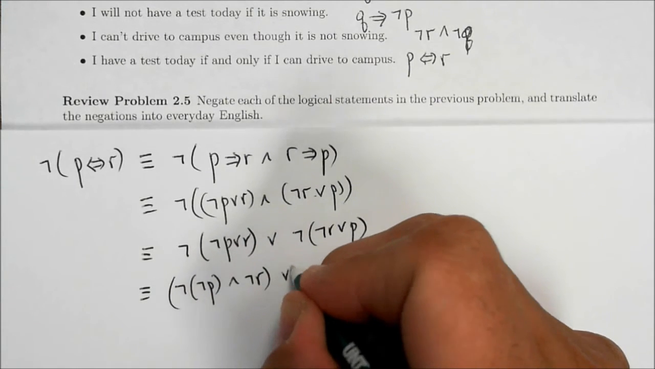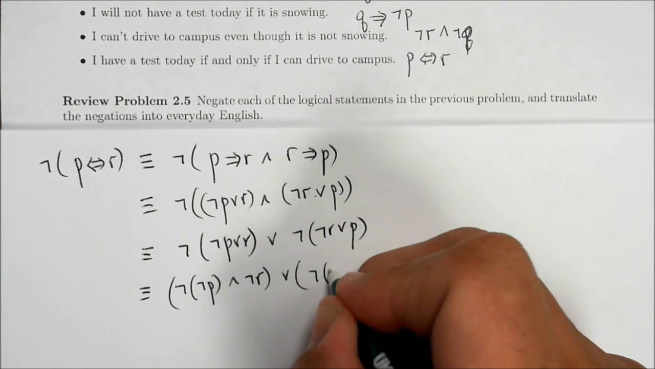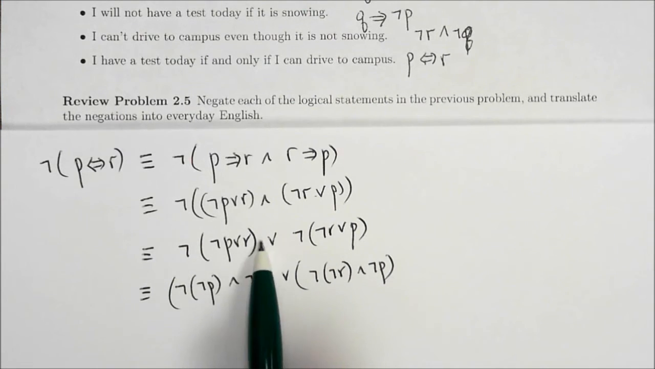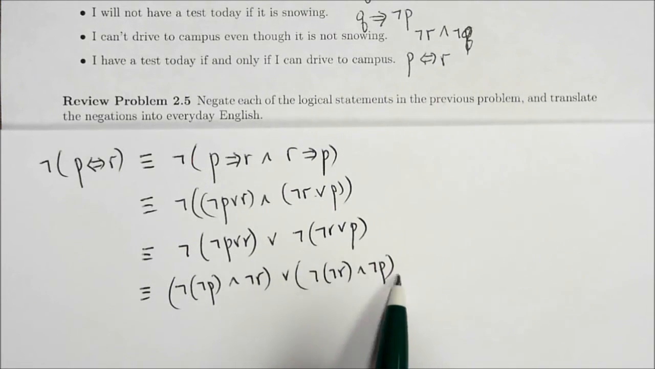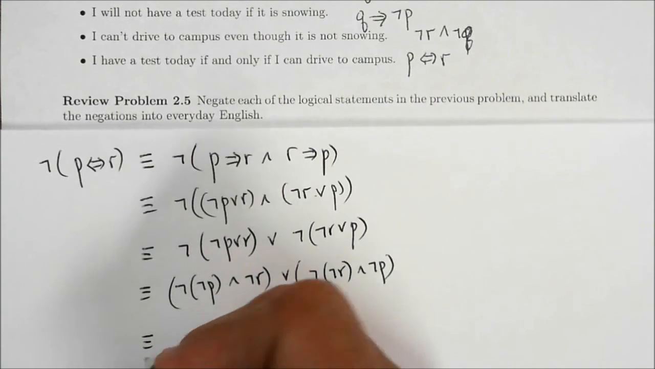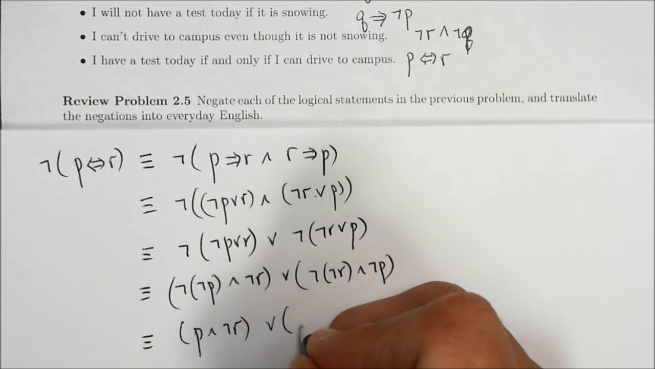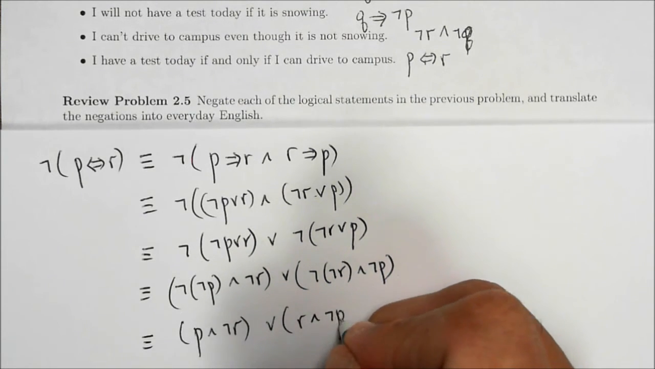Then I have this or carries. Then in here I have not the first and not the second. So taking the negation of this one separately, then taking the negation of this one separately. So that means P and not R, or R and not P.